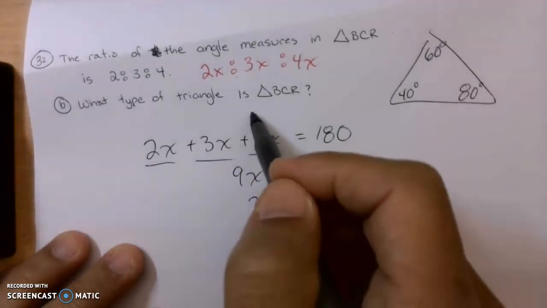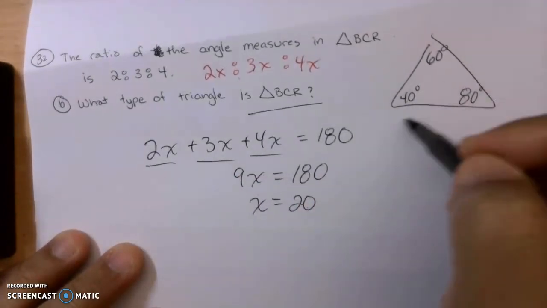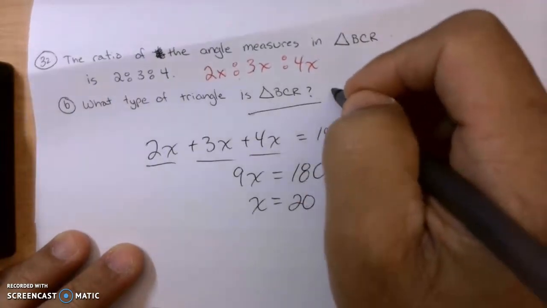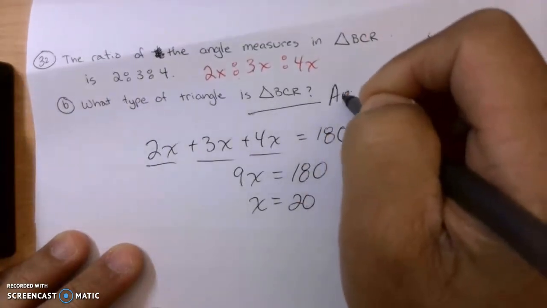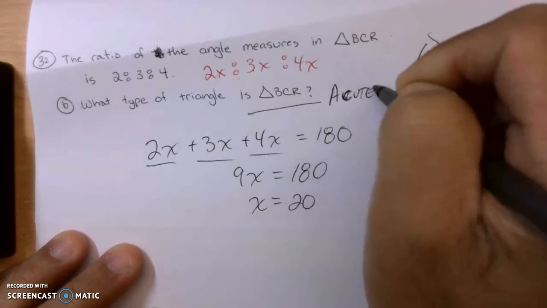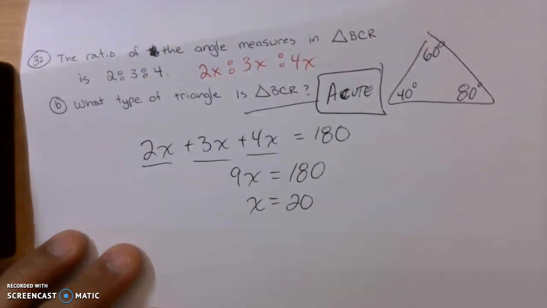Then they're going to ask you, what type of triangle is this? Well, it's not a right triangle. It's not obtuse. This is an acute triangle. And that is how you do 32.